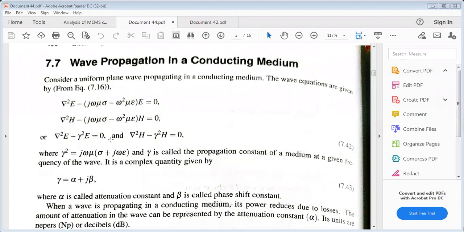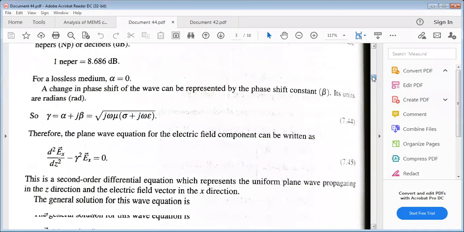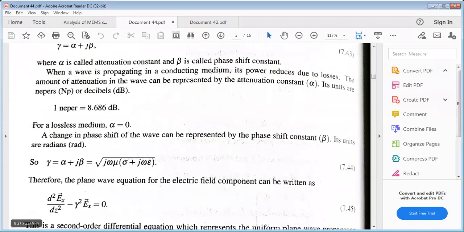When a wave propagates in a conducting medium, its power reduces due to losses. Just like when a wave propagates in power lines, if at the transmitting end it is 1 kilowatt, at the end it is definitely less than 1 kilowatt. So here also the same situation. The amount of attenuation in the wave can be represented by the attenuation constant alpha. The units are Nepers or decibels, the same concept as in transmission lines. 1 Neper equals 8.686 dB. For a lossless medium, alpha equals 0.